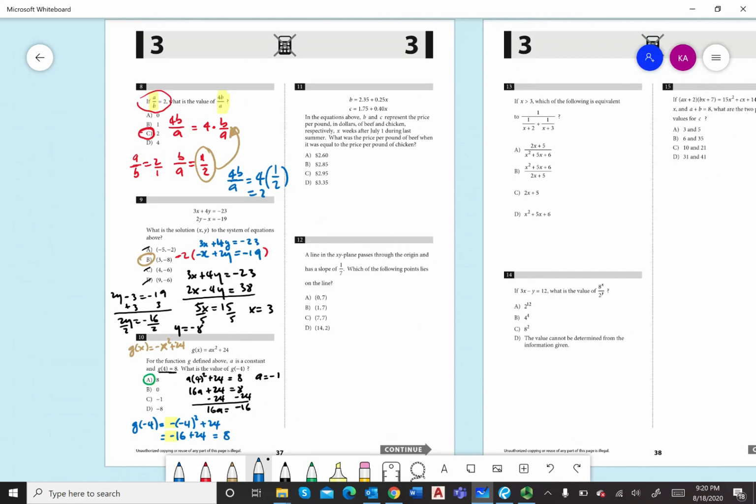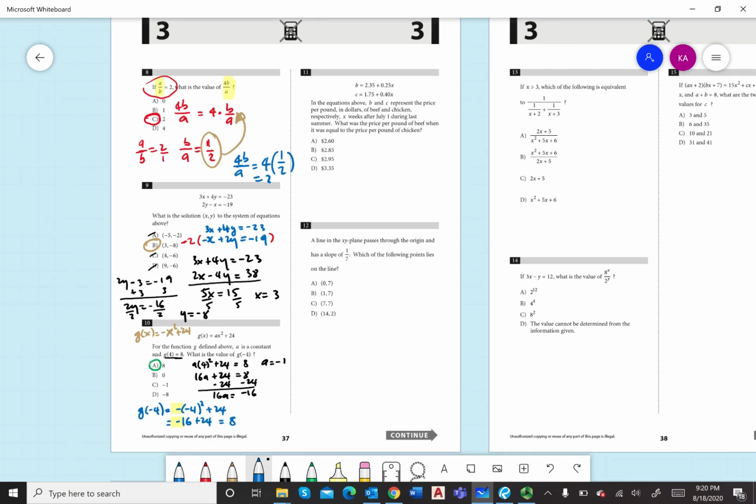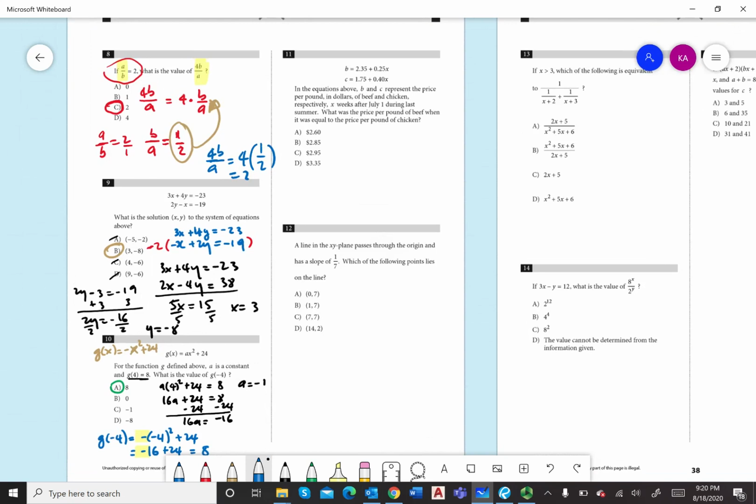All right, let's jump on to question number 11. It says b is equal to 2.35 plus 0.25x, and c is equal to 1.75 plus 0.40x. In the equations above, b and c represent the price per pound in dollars of beef and chicken respectively. So b is the price of beef, c is the price of chicken.